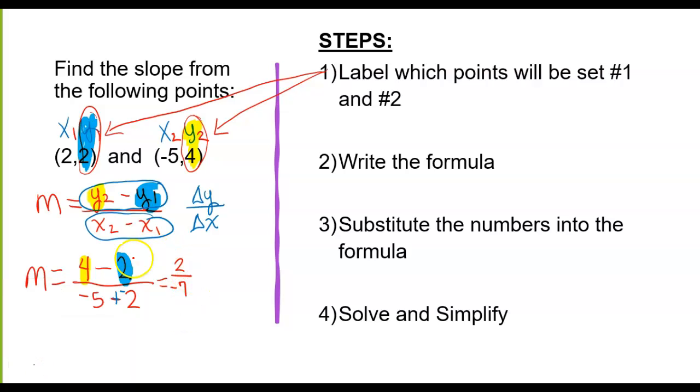All right. Now, if I have 2 over negative 7, what does that simplify to? It makes it a negative, right? Because a positive divided by a negative gives me a negative. And then does 2/7 simplify? No. So my final answer is negative 2/7.